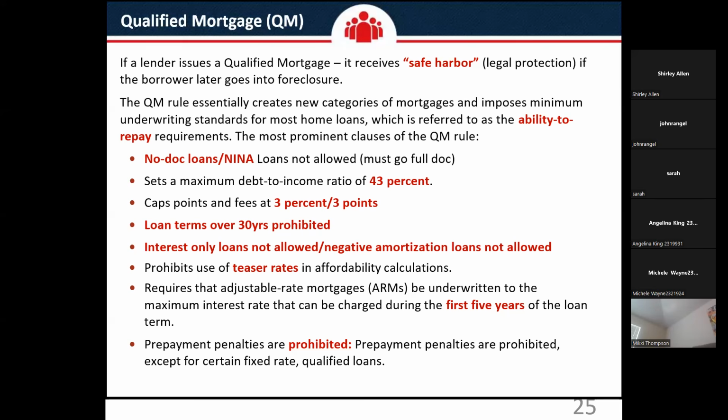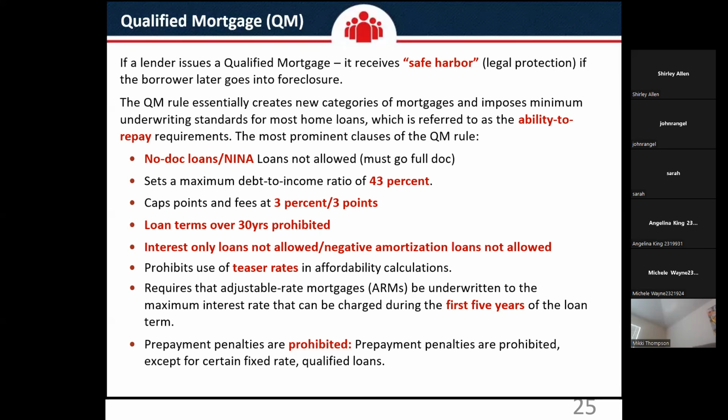We cannot use any teaser rates. The rates that we tell you that we have available must be available. It requires that adjustable rate mortgages, the ARMs, be underwritten to the maximum interest rate that can be charged during the first 5 years of the loan term. Typically, there were a lot of ARMs out there, like 2/25. I know I did a lot of those: fixed for 2 years, then variable for 2 years, and then fixed for the 25 years after. 3-1 ARMs, 5-1 ARMs, whatever. The qualified mortgage has to be fixed for the first 5 years of the loan, and then it can adjust after the 5th year.